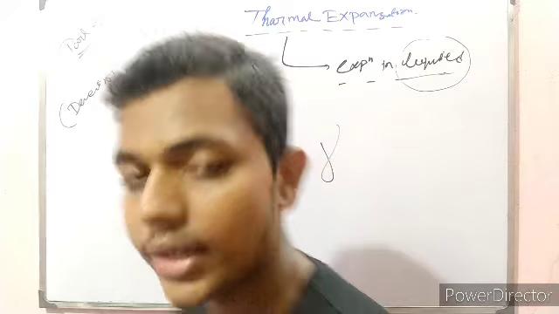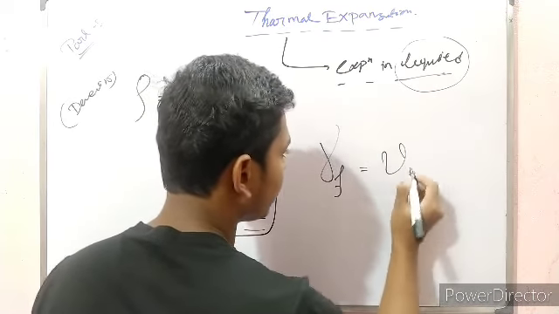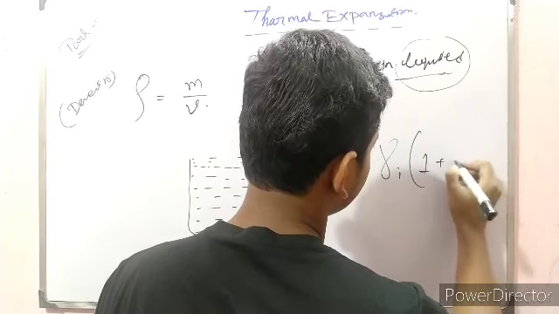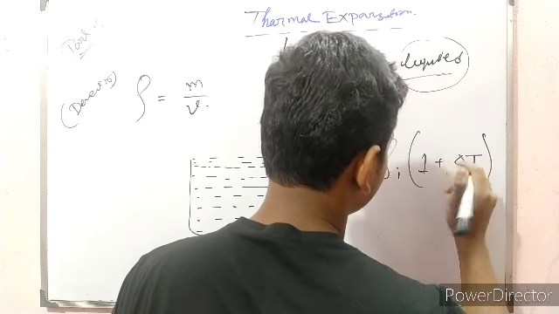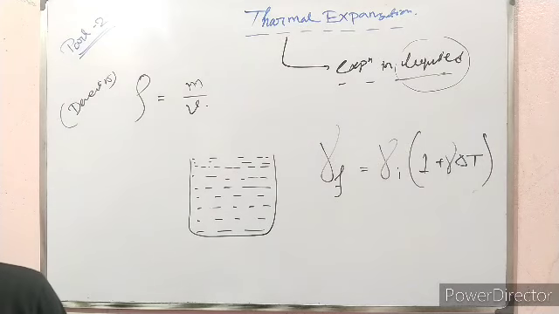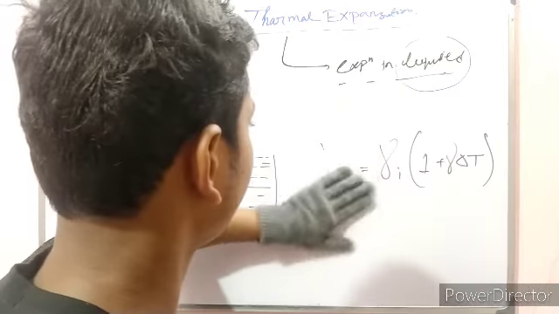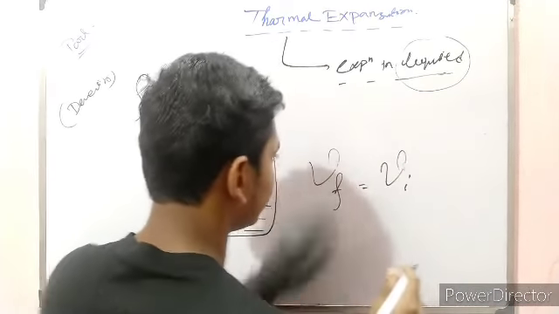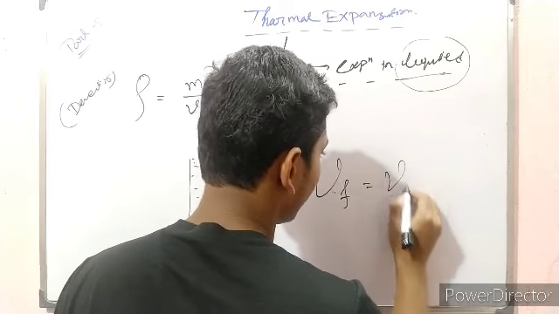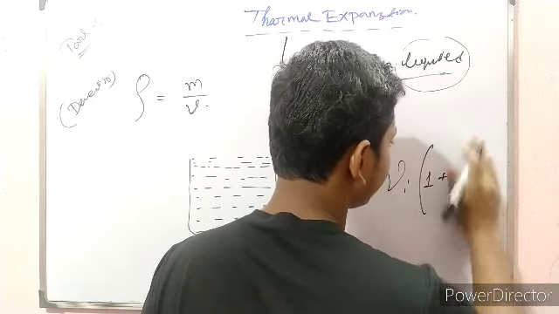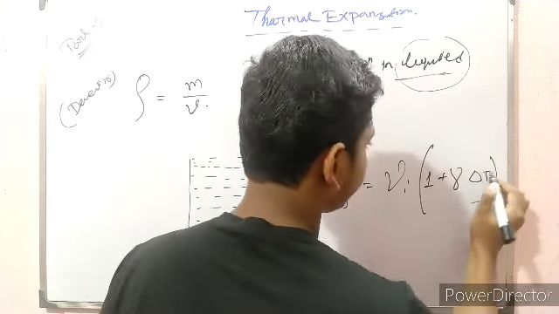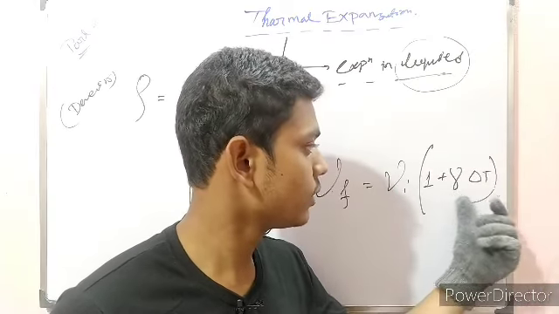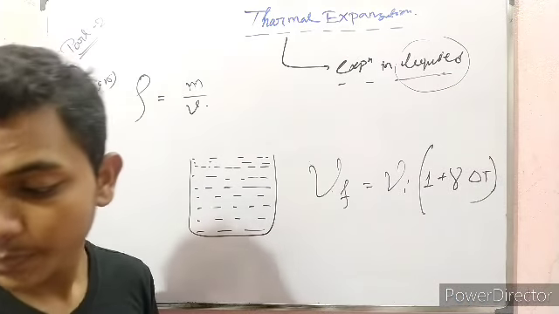So here I will write the volume final is equal to the volume initial into 1 plus gamma delta T. Okay, volume final is equal to volume initial into 1 plus gamma delta T. I hope it is clear.